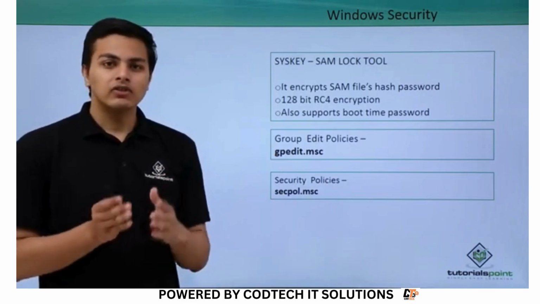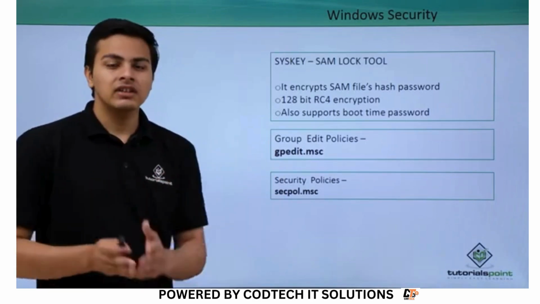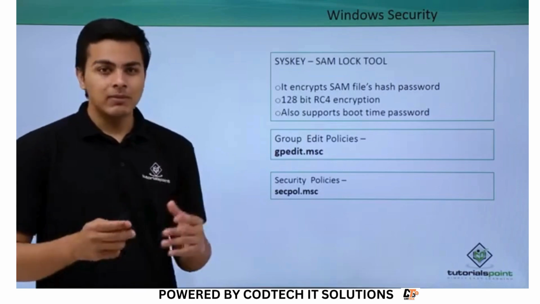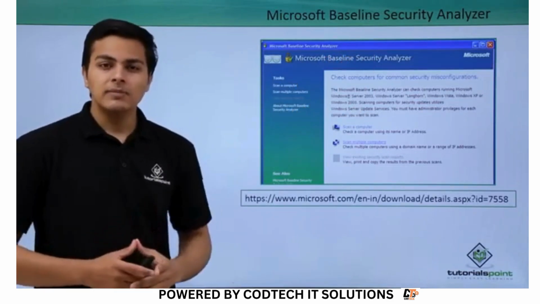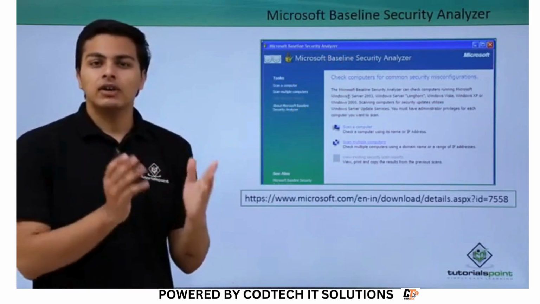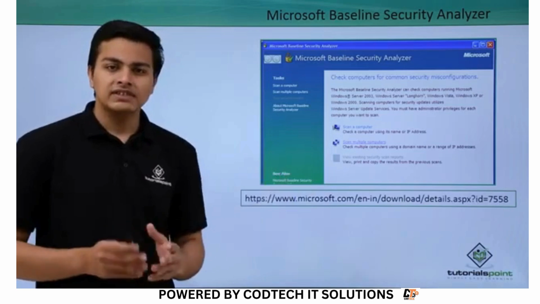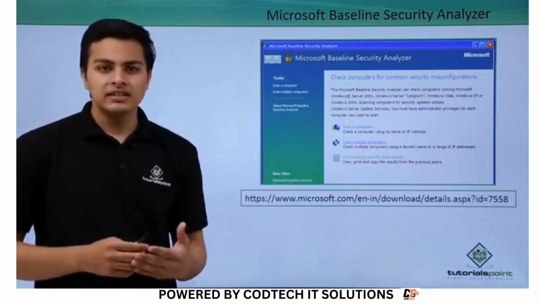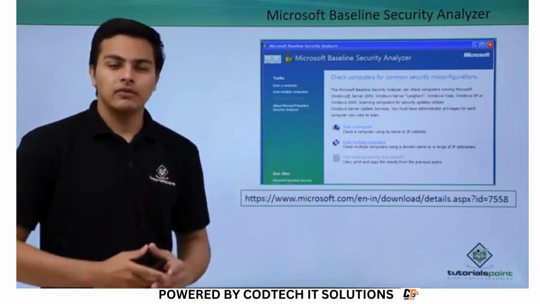Now let's talk about one of the best products of Microsoft which we can use in order to scan our system for various security issues. The name of that product is Microsoft Baseline Security Analyzer. Microsoft Baseline Security Analyzer is one of the best security products of Microsoft. By using this product, we can scan our system for system vulnerabilities, for missing security updates, and in the last, this product will make a final report for us.